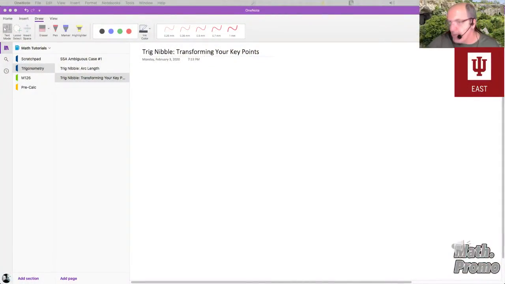Hey everybody, time for another Trig Nibble, and I'm calling this one Transforming Your Key Points. So let me change to the desktop here. Okay, you should be able to see it.